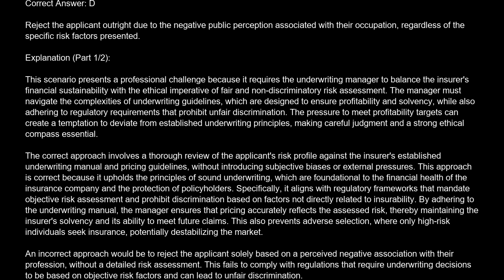Specifically, it aligns with regulatory frameworks that mandate objective risk assessment and prohibit discrimination based on factors not directly related to insurability. By adhering to the underwriting manual, the manager ensures that pricing accurately reflects the assessed risk, thereby maintaining the insurer's solvency and its ability to meet future claims. This also prevents adverse selection, where only high-risk individuals seek insurance, potentially destabilizing the market.